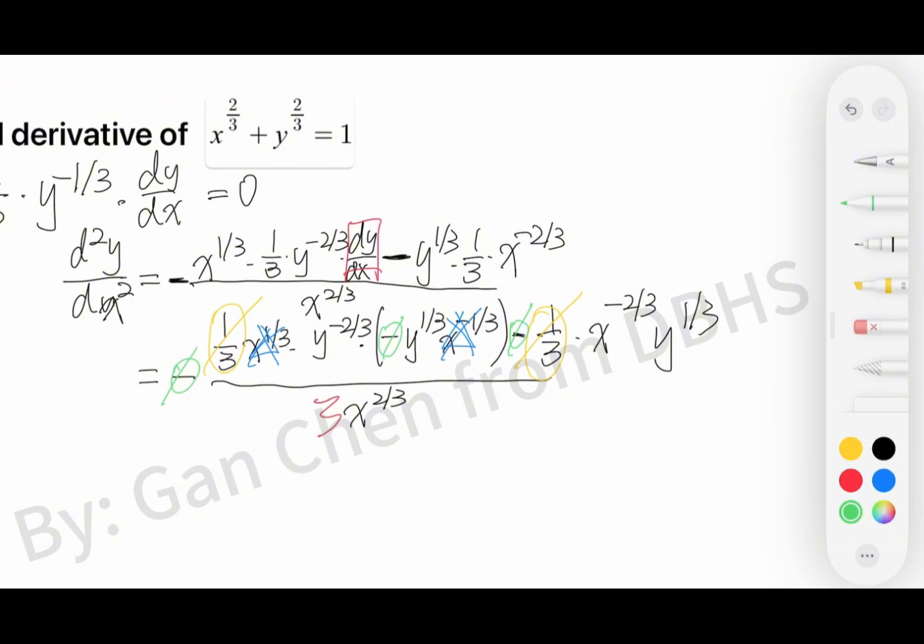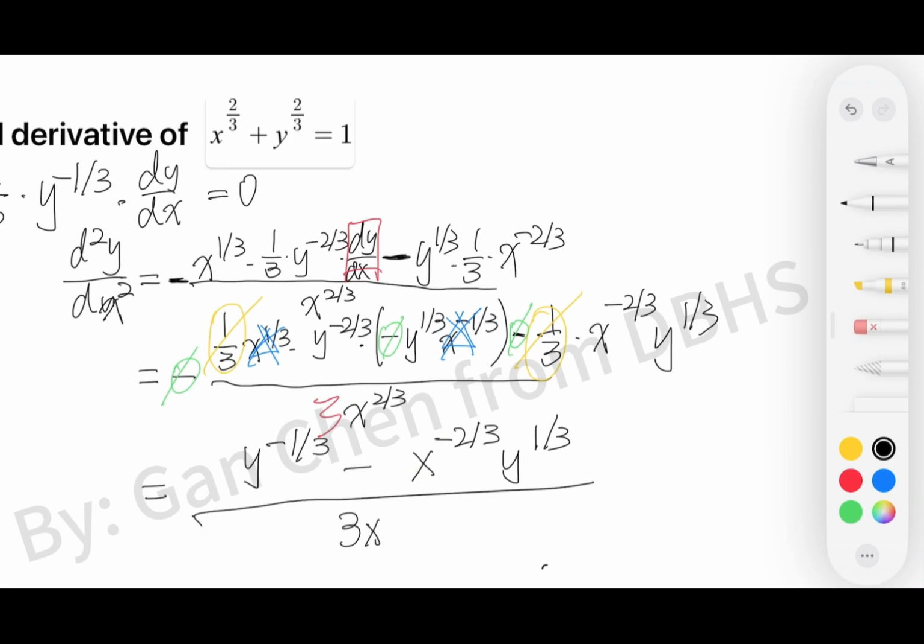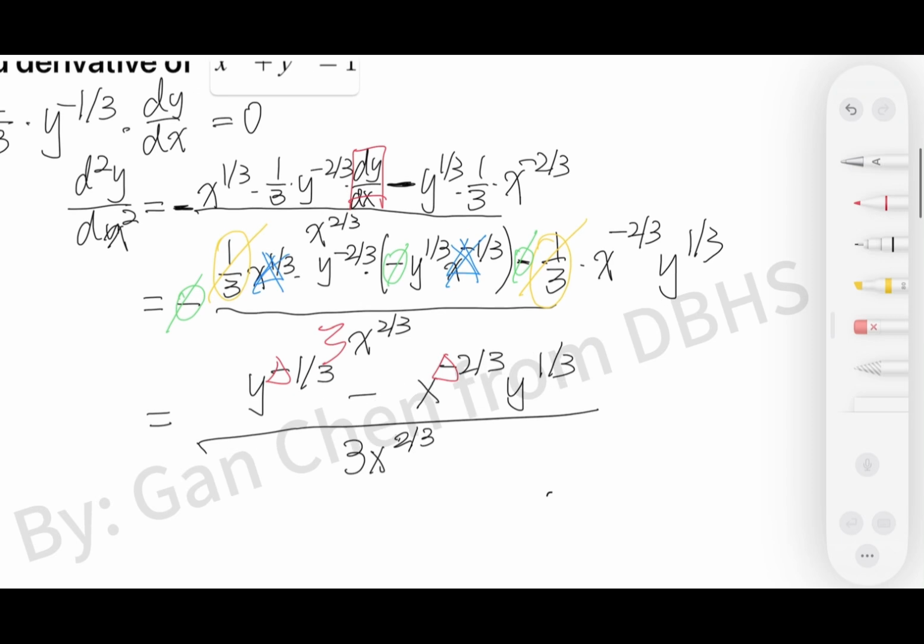So let's continue. The whole thing will be y to the negative a third power minus x to the negative 2/3 power y to the a third power, right? So the denominator will be the same, 3x to the 2/3 power. This is easy. So do you discover that there's some negative powers here? Do you like that? Of course, I do not.